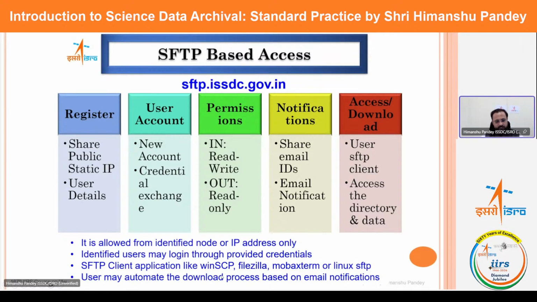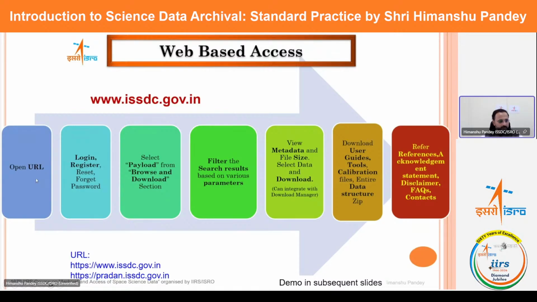SFTP client applications like WinSCP, FileZilla, or similar can be used. For web access, open the URL, log in, register, reset password, all options are here. Select the period from the browsing download section. Filter the search results based on various parameters, or view metadata and file size, select data, and download. You can also integrate with a download manager and download user guides.